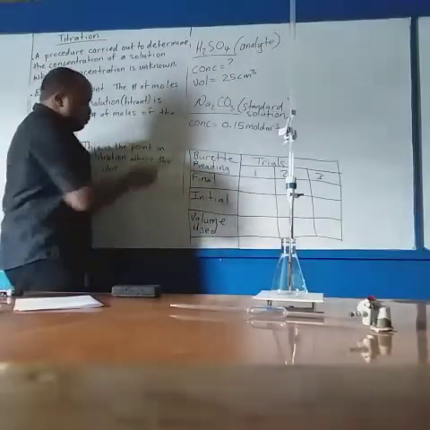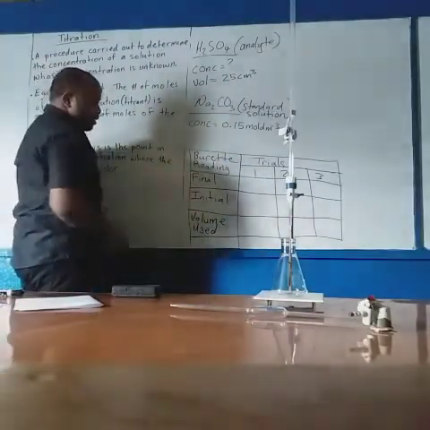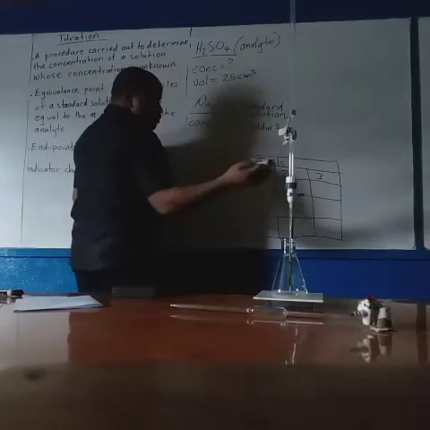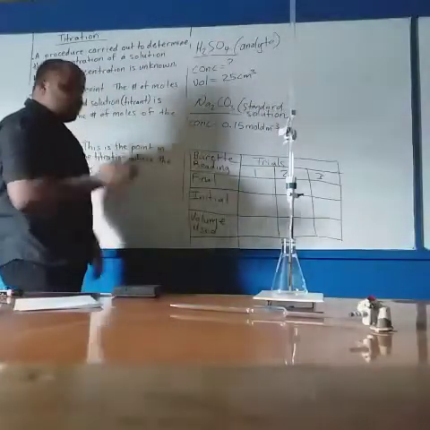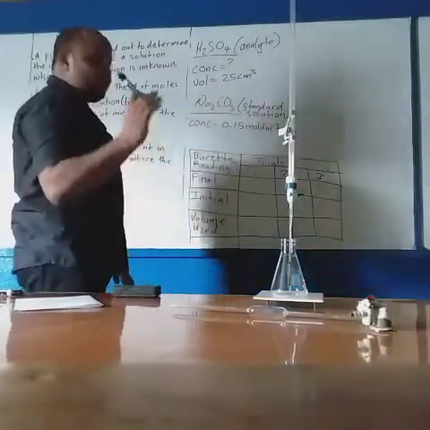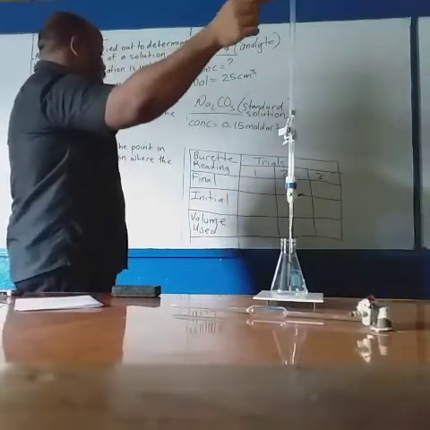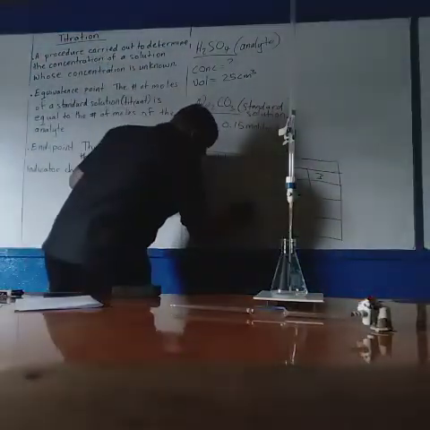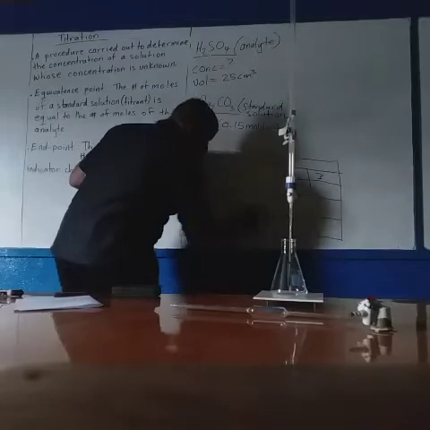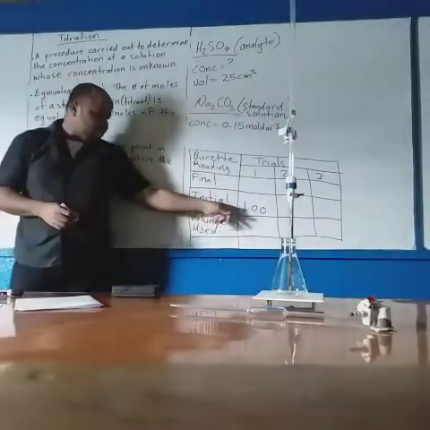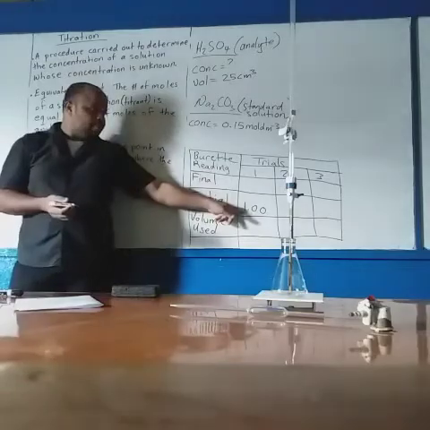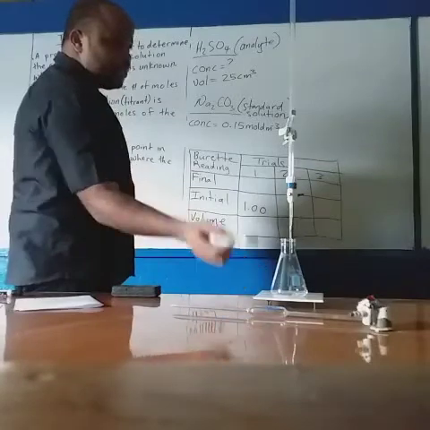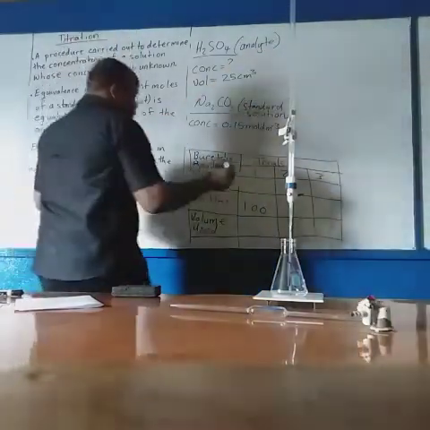So here we have one column for the burette readings, and then we can conduct the titration more than once. When you just start the titration, meaning when you fill the burette with the sodium carbonate, you take note of where it has reached. Earlier I said we placed it at the 1 cm³ mark. So the initial reading is 1 cm³. Let's say when the titration was finished, when we get the color change, the reading on the burette was 22 cm³.